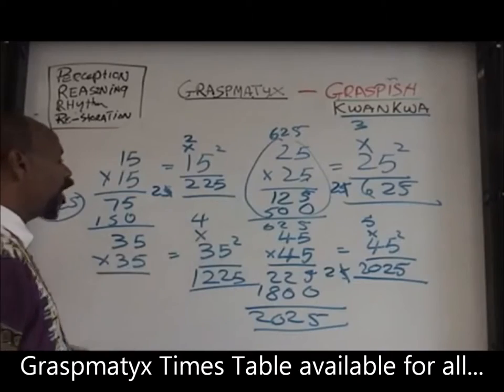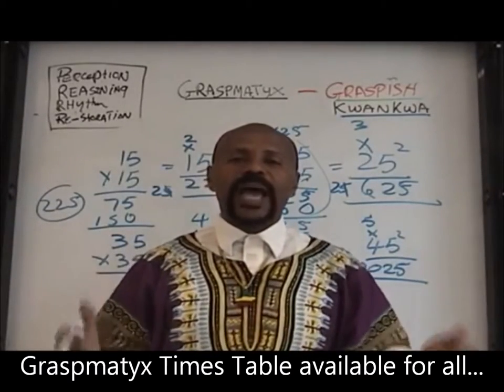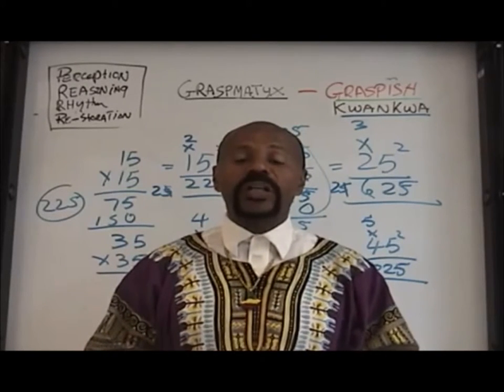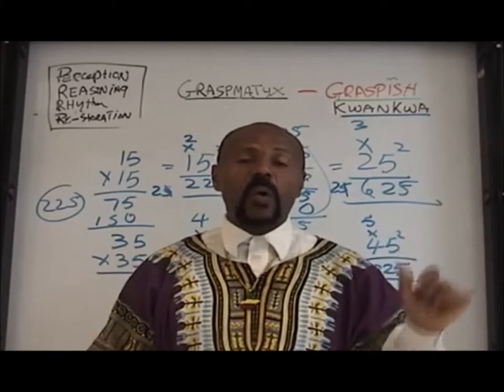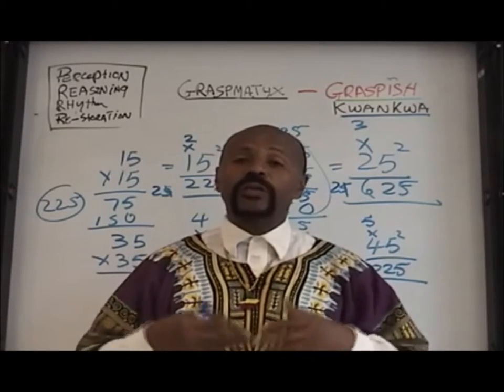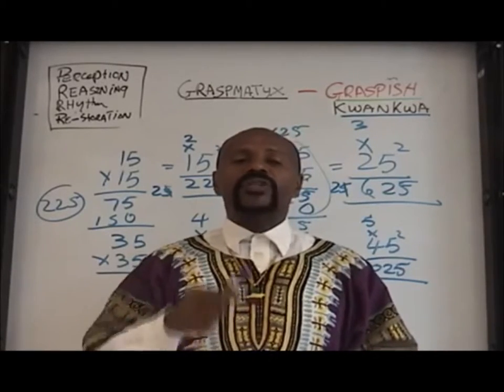Now look at this. You're learning 35 times 35. But in school, they stop at 12 times 12. In Graspmatyx, you learn timetables starting from 0 all the way to 99. They call it 99. And above that, you learn how to do 3 digits, 4 digits, and so on in this program. Stay with us.